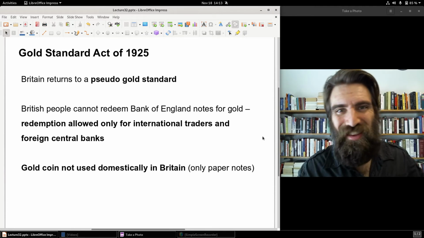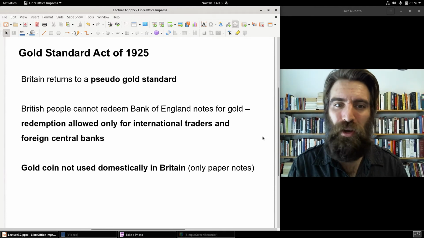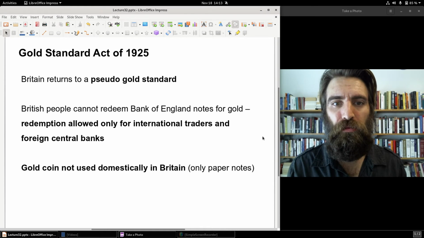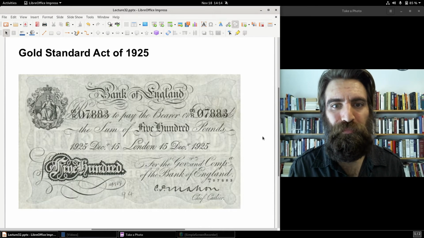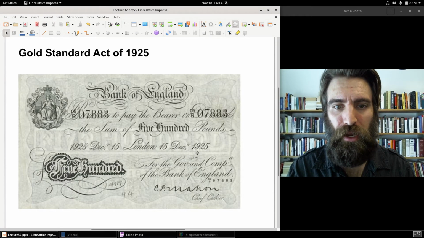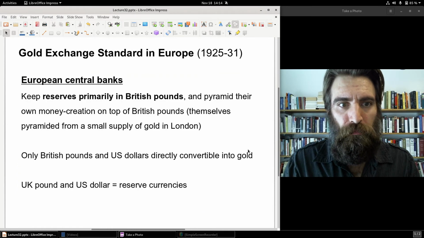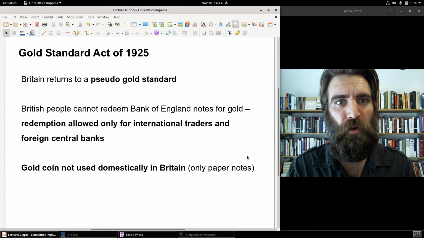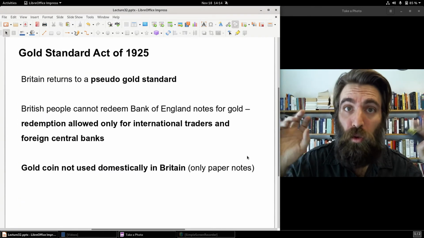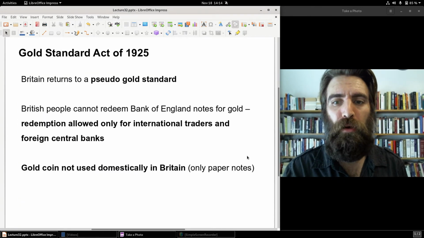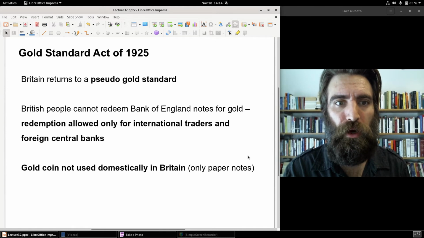So it's a pseudo gold standard. There's no gold coin. There's no regular ordinary redemption for most people. So there's a Bank of England note, December 1925. So Britain returns to a gold standard, however weak it truly was.